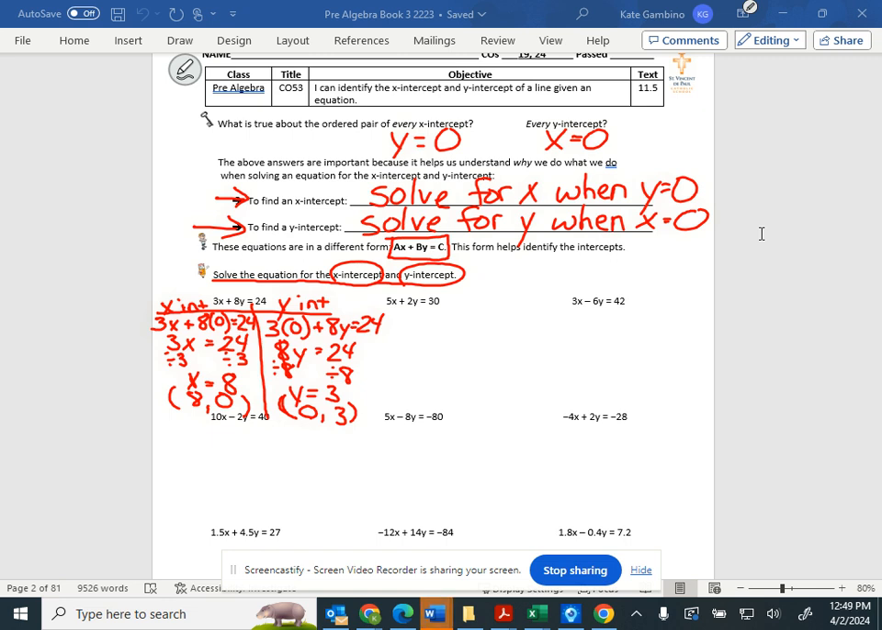Okay? Is it important that we show our steps? Yes. You cannot just look at this and say, I'm going to solve this with mental math and give an ordered pair as your answer. I want you to show your work. I do not want to just see ordered pairs. Let's do one more together. So let's look at our next one.